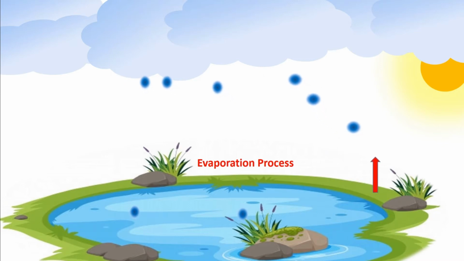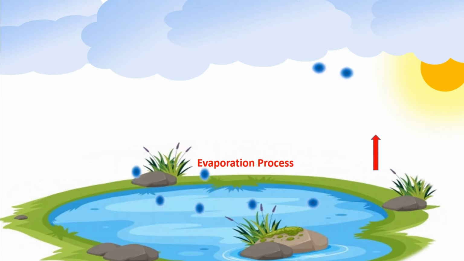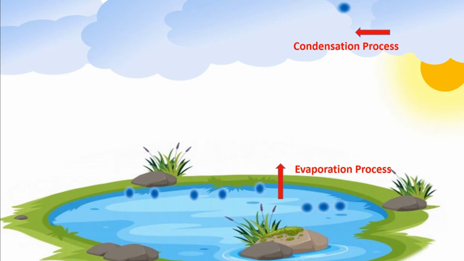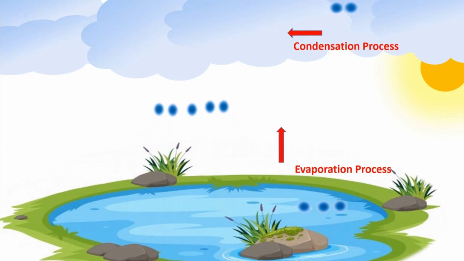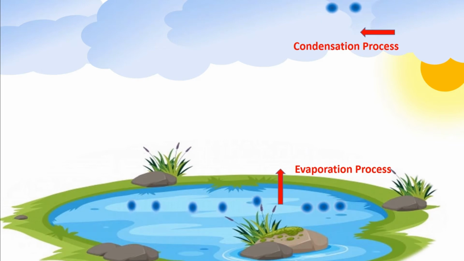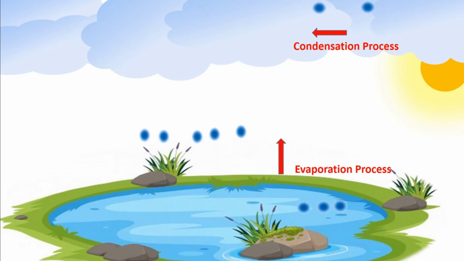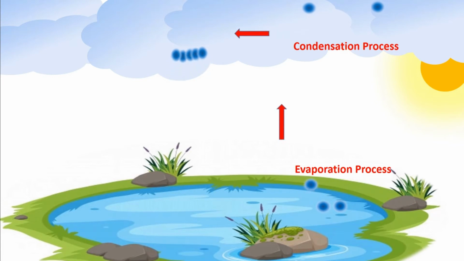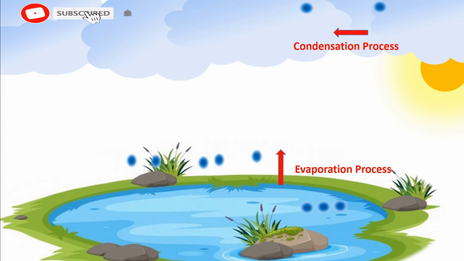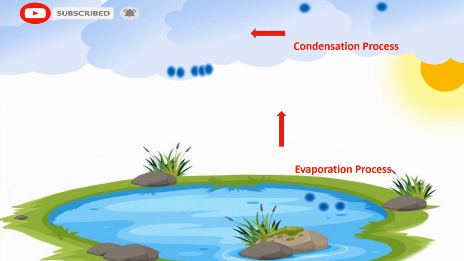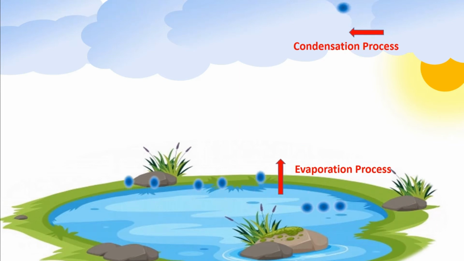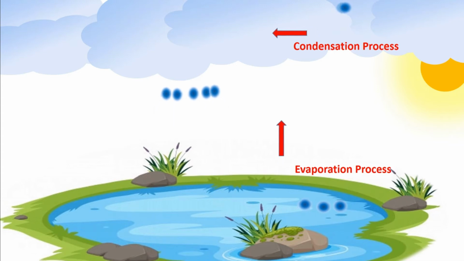After evaporation, water vapors reach a specific height where the temperature is low and the condensation process starts. During the travel from the surface of the earth to the sky, they collide with each other and also with dust and smoke particles and become a little heavier. When they reach a specific height where the temperature is low, they collide with each other and become thicker particles. This process is called condensation.